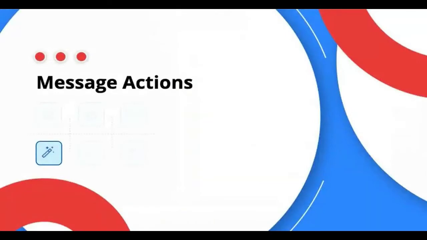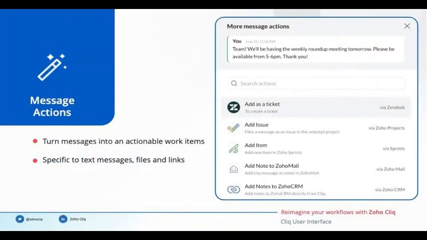The fourth user interface component on our list is message actions. We can use message actions to turn static messages and files into actionable work items. Each message action can apply to a specific message type, that is text, file, or link type. You can see several use cases here in this image to add a message sent in a chat as a ticket in your support tool, or add as an issue in Zoho Projects, or add as a work item in your sprints tool. You can also add the message as a note in your Zoho Mail or Zoho CRM.